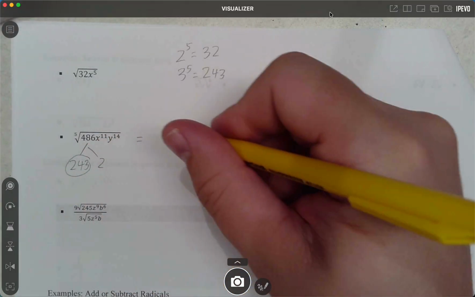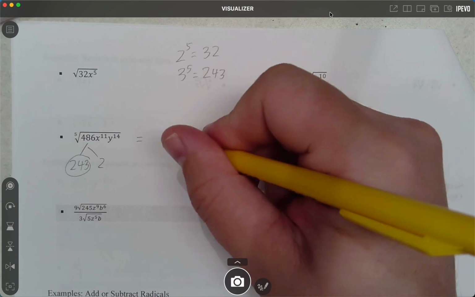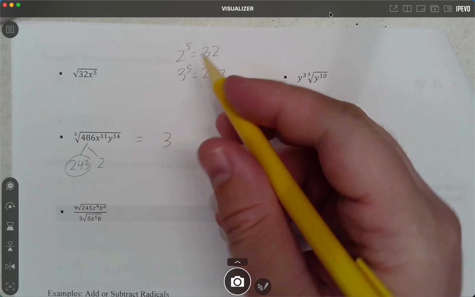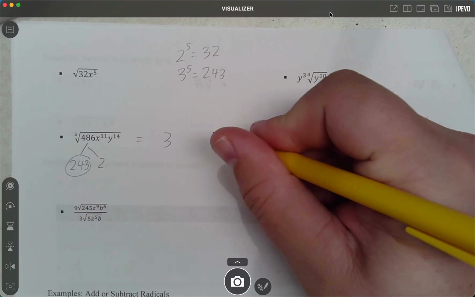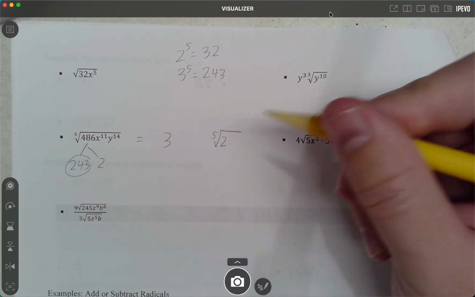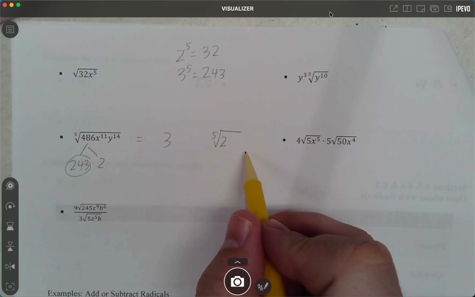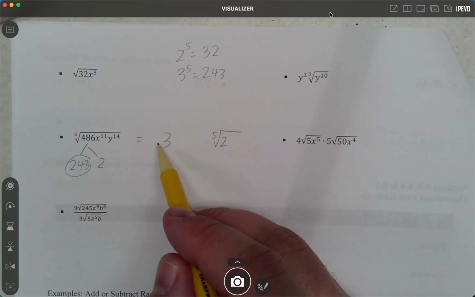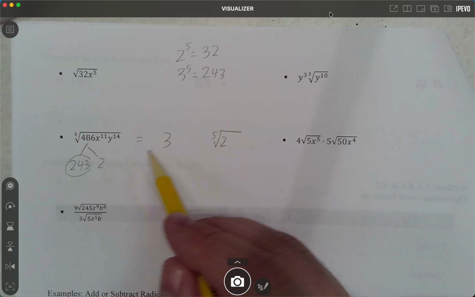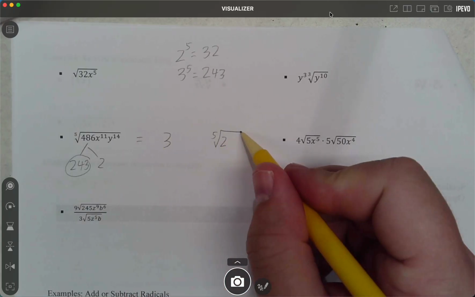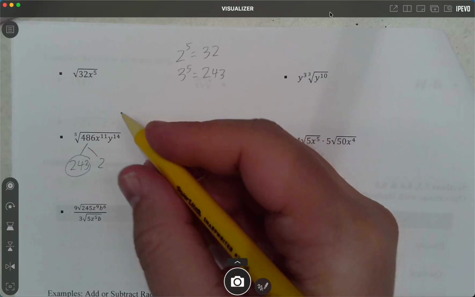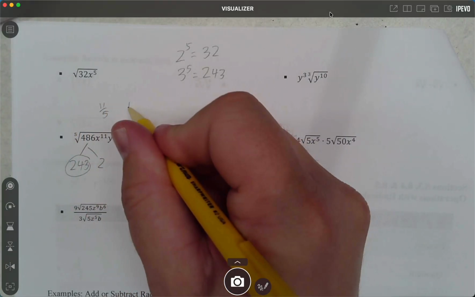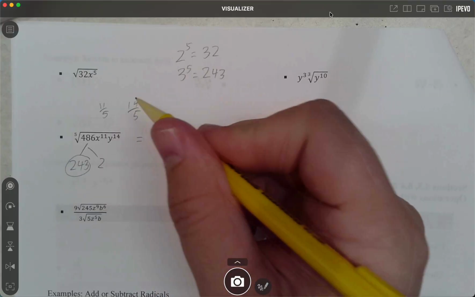Okay, so I've got a start to my answer. My answer is going to be 3 on the outside because I was able to take that perfect fifth root, and I'm left with a fifth root of 2, the other part left inside. So 243 can fifth root, it turns into 3, and 2 is trapped inside the fifth root. Okay, from there, let's continue on with our mixed number approach. We have 11 over 5 for the x's. We have 14 over 5 for the y's.